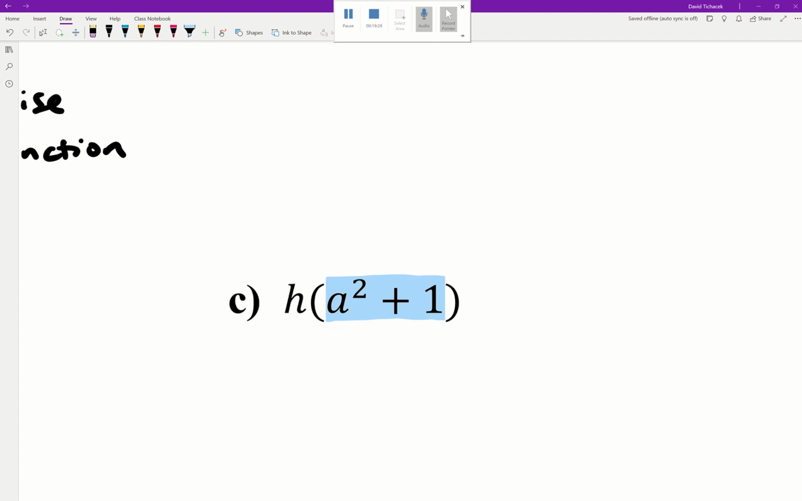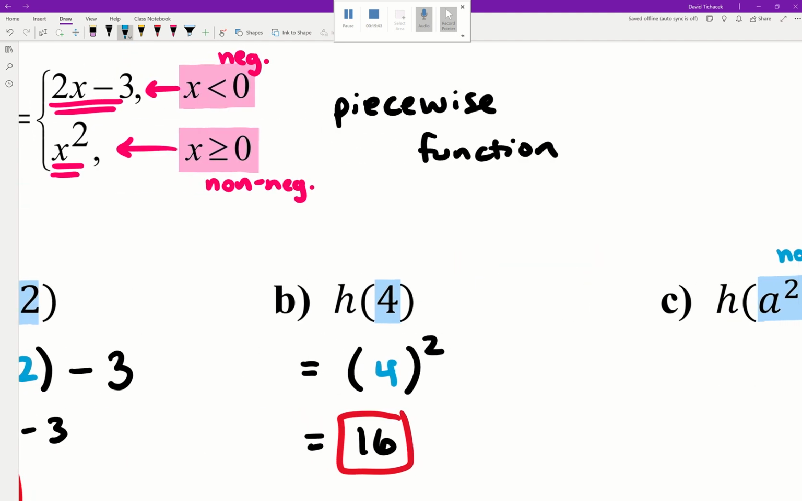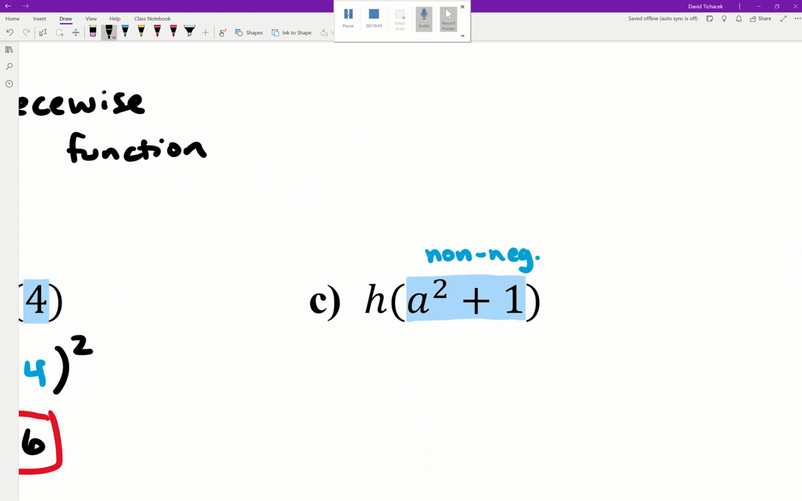If you think about all the different ways you could plug in an a, there's really no way that you could plug in something for a and then square it and add 1 to get something negative. So this is something that is always going to be non-negative, and so we automatically know that it's going to follow that second piece of the piecewise function. Okay, so we automatically know that it's just going to go ahead and take whatever we give it here and square it. Okay, now what does that look like?